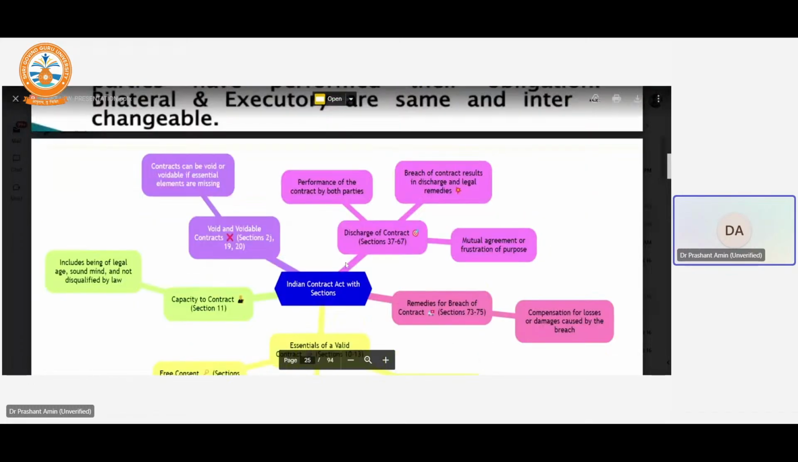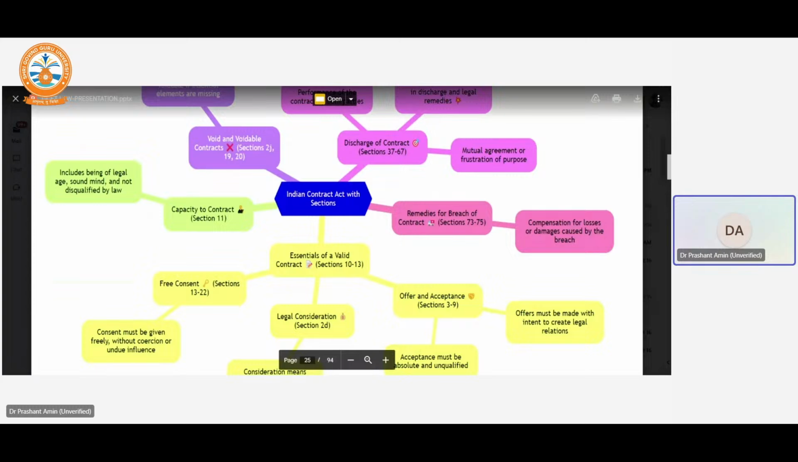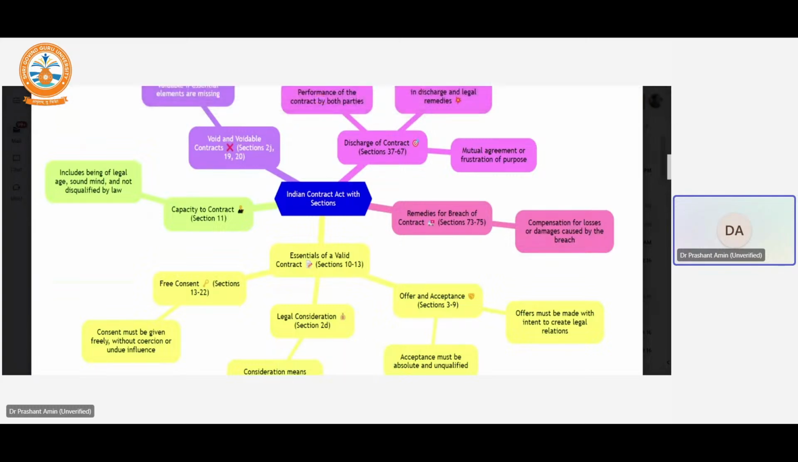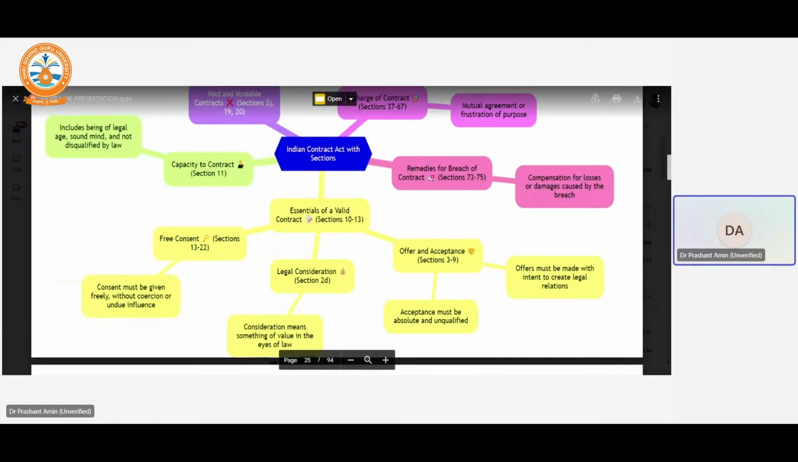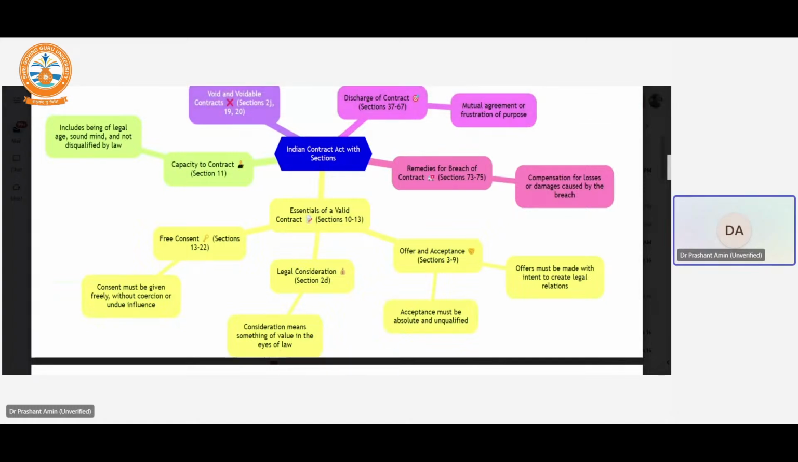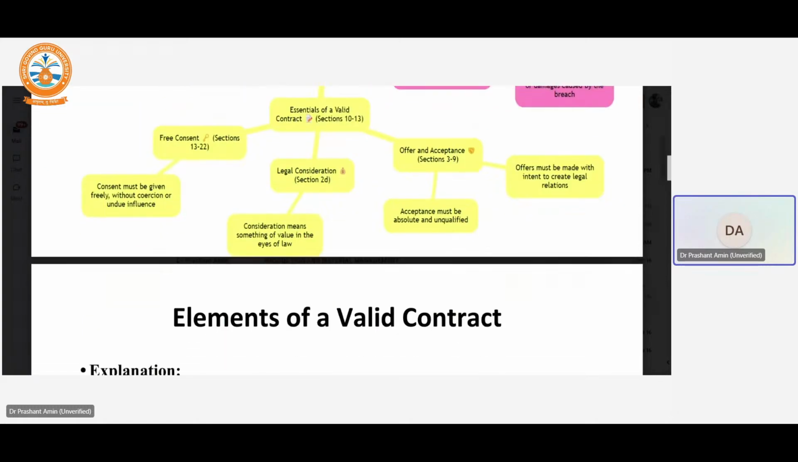And if you look at the essentials of the valid contract, where the offer and acceptance is covered under section number 3 to 9. And if you look at the essentials of the valid contract, that is free consent, section number 13 to 22, right?